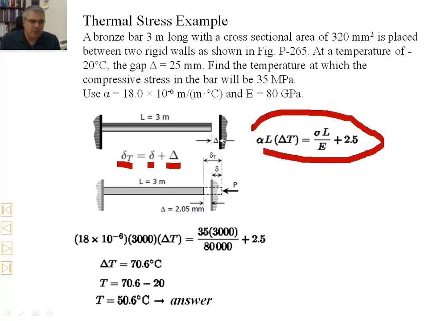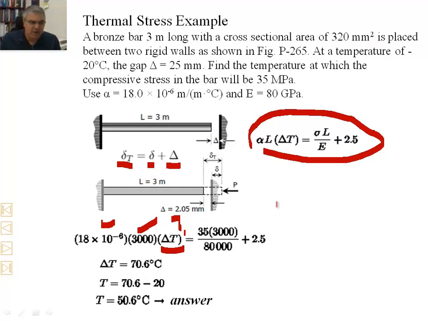And then down here, we're going to substitute the numbers that we have inside that equation. Delta would be 18 times 10 to the minus 6 multiplied by L. Again, L is in meter. We express it in millimeter. It's going to be 3,000 millimeter. And then the delta T, the difference in the temperature, is the unknown. This is what we need to find out.